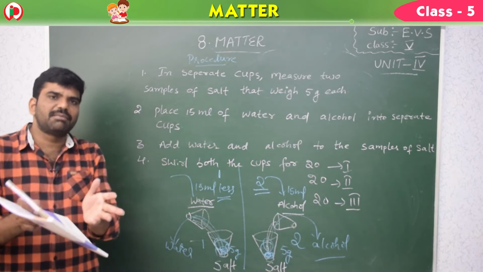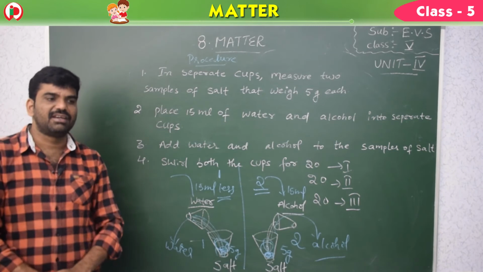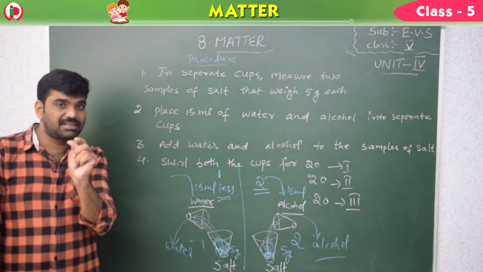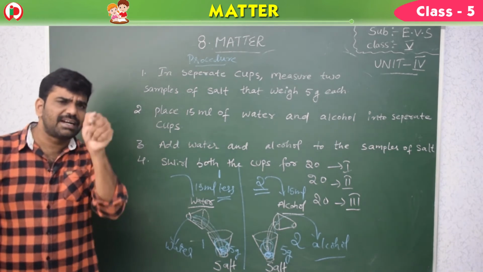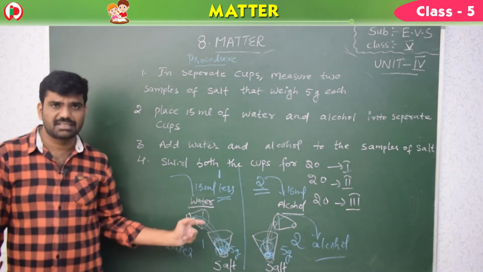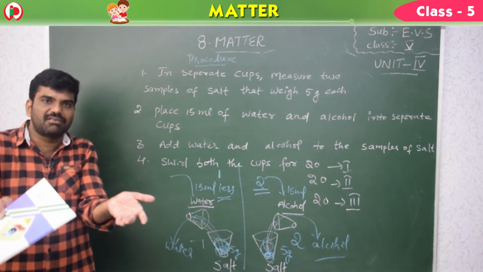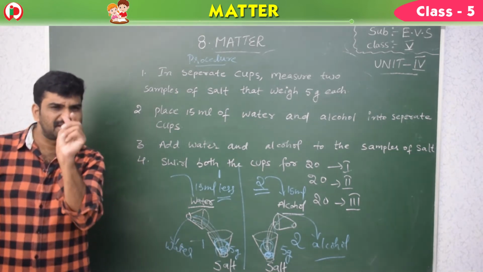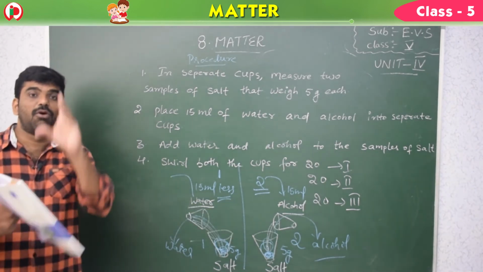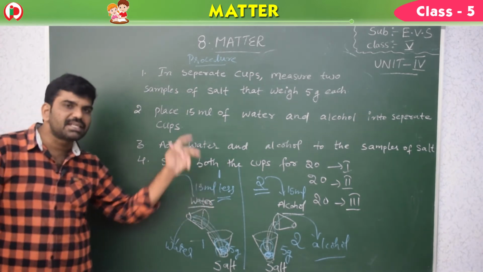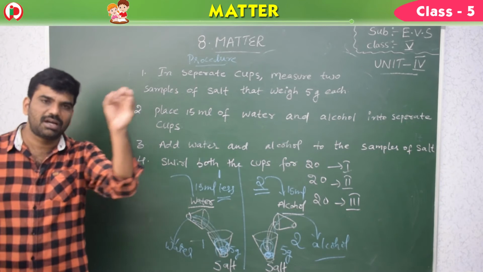If more salt remains, that indicates it is less dissolved. If less salt remains, that indicates it is more dissolved. In which case will you find less salt? Yes, in the water. In the water, more salt is dissolved. That is why in the glass only a little bit is left. In the alcohol, less is dissolved, more is left. From this experiment, it is clear that salt dissolves more in water.